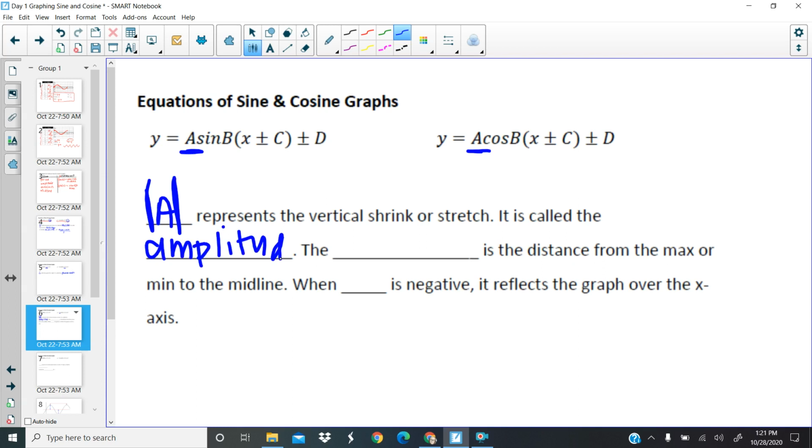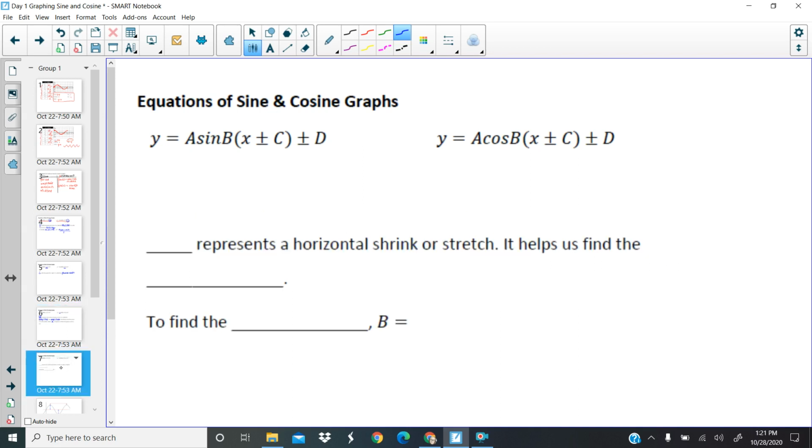The amplitude is going to be the distance from the maximum or minimum on a graph to the midline. And like I said a minute ago, when it's negative, that's just going to flip it over the x-axis. So that's why we don't have to worry about that whenever we're talking about the vertical shrink or stretch, because we're not going to say a graph has a vertical stretch of -2 or anything like that. So that is all for amplitude.